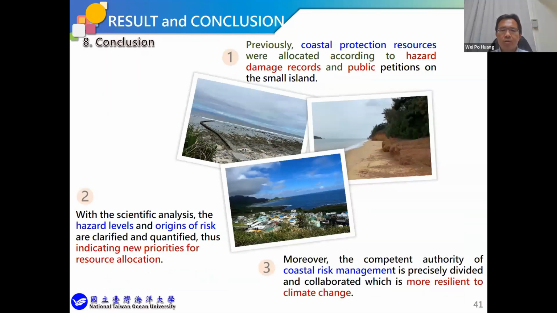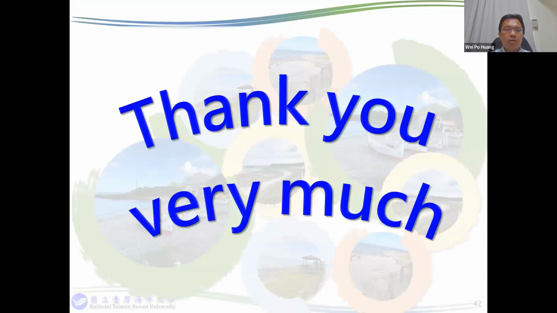Finally, here we draw conclusions. Previously, coastal protection resources were located according to hazard damage records and the public petitions on the small islands. With the scientific analysis, the hazard levels and the origins of risk are classified and quantified, thus indicating new priorities for resource allocation. Moreover, the competent authority of coastal risk management is precisely divided and collaborated, which is more resilient to climate change. Thank you all for listening.